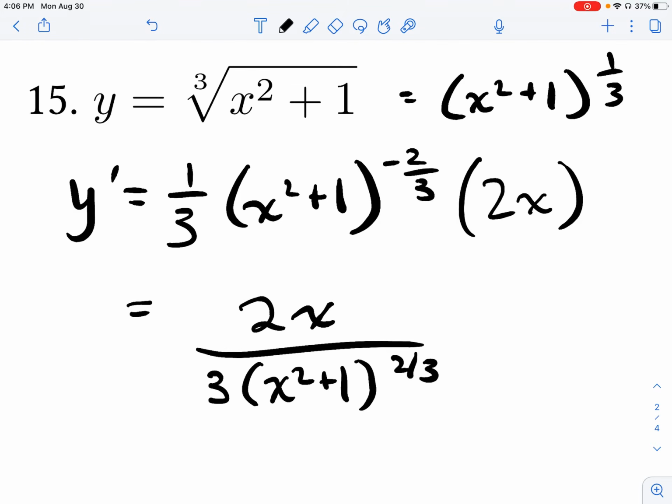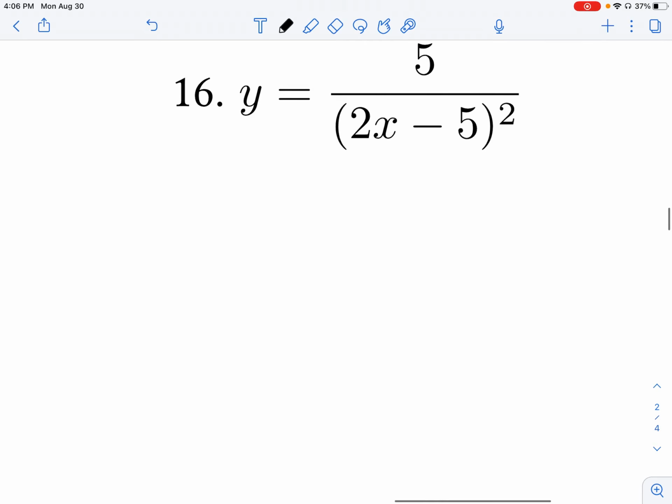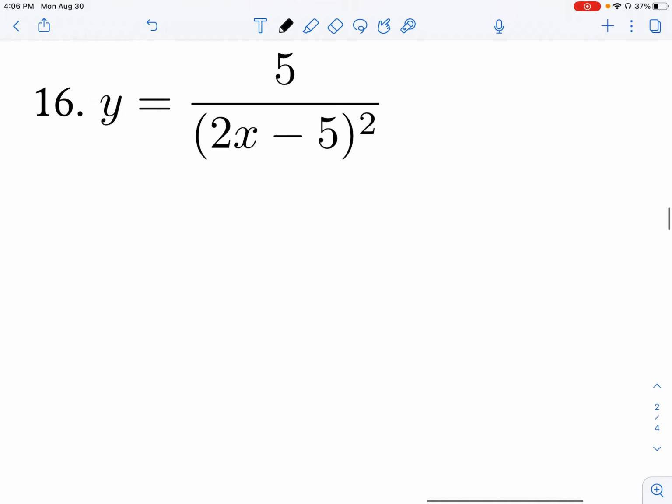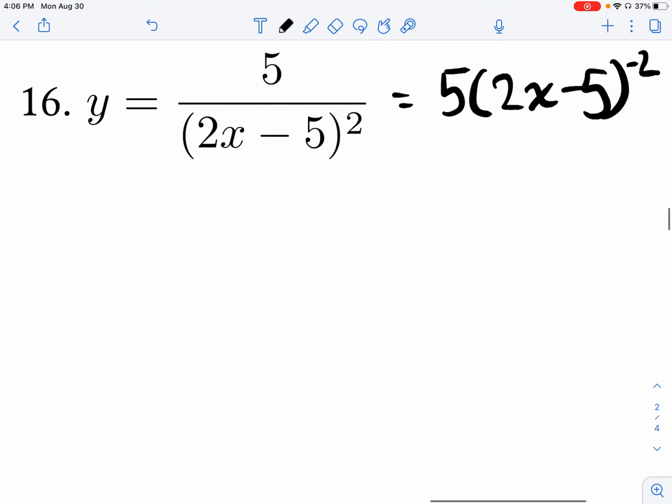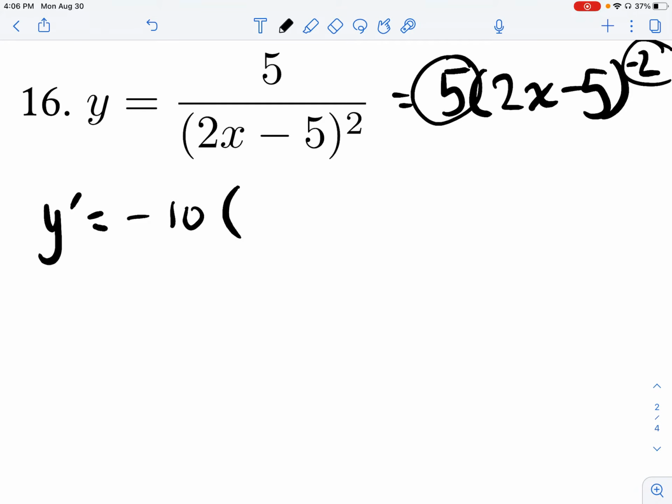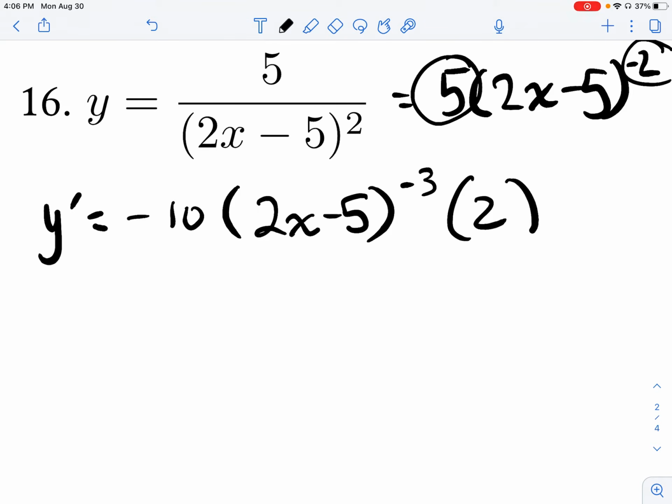Okay? Let's try something that's already written as a rational, so something like this. Again, if you don't want to use the quotient rule, you could expand that and use the quotient rule, but we're just practicing the chain rule right now. I can rewrite this as such. In which case we'd say y prime is equal to negative 2 times 5, 2x minus 5. Now we're going to decrease that power by 1, so that's negative 3, times the derivative of the inside, which is just 2.